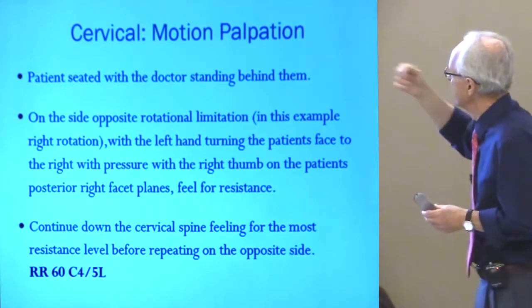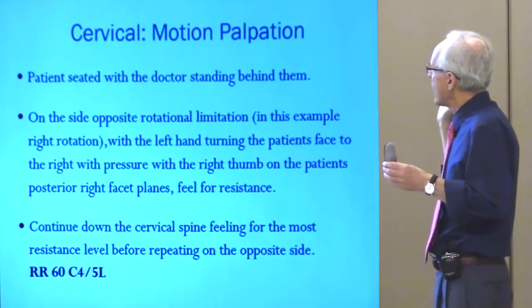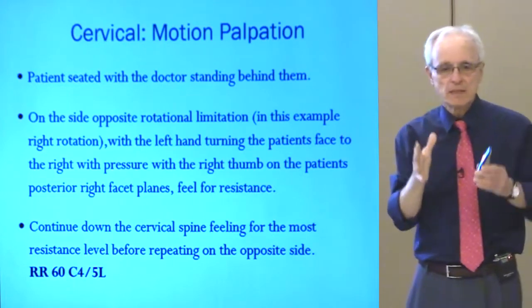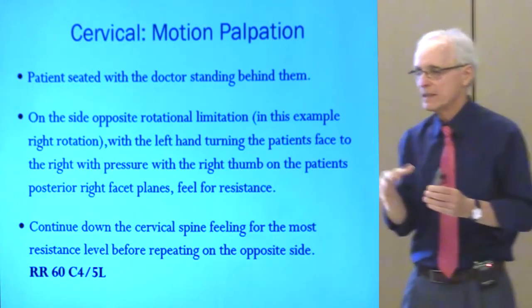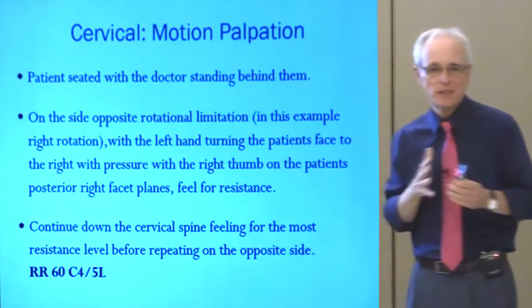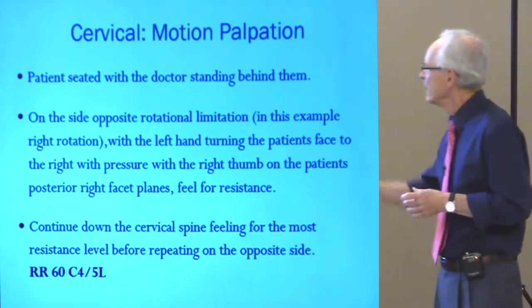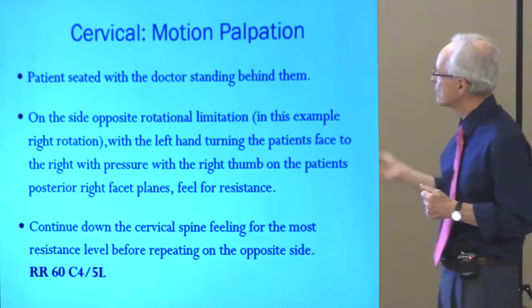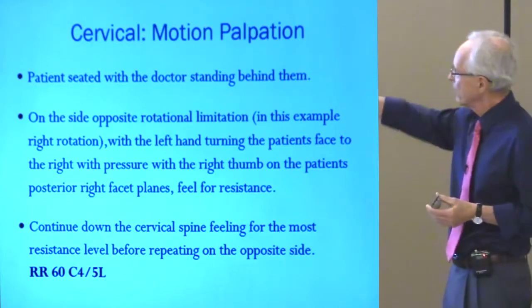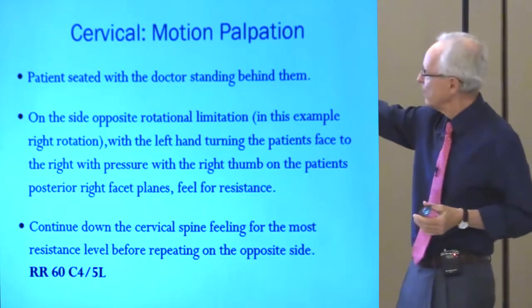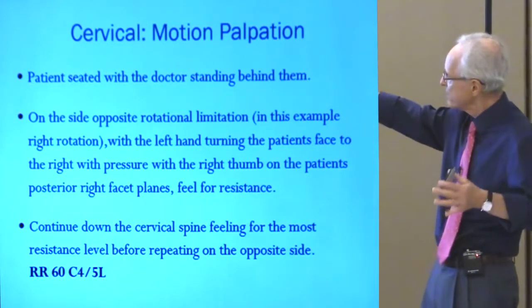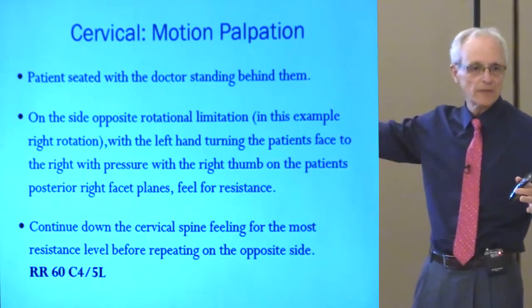So I call it motion palpation. You feel these restrictions in the facet planes. Desjarnett felt that 95% of all cervical problems were disruptions in facet plane relationships. So continue down the cervical spine, feeling the most resistant level before repeating. A big one with us, we would write this as our finding: right rotation 60 degrees, not 80, what it should be, at the C4, C5 level on the left.